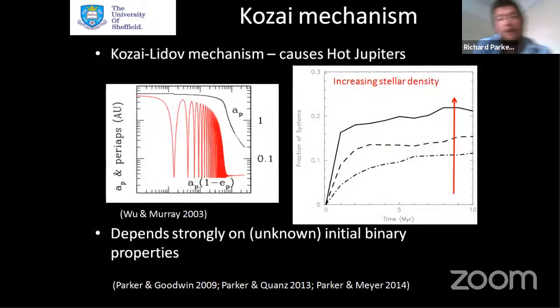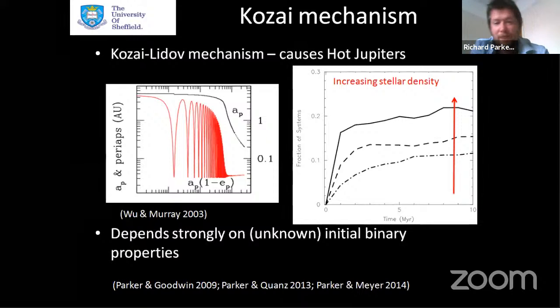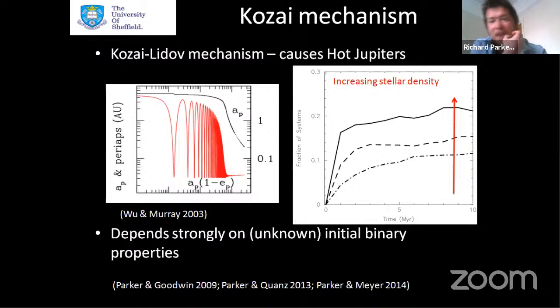I always like to show the plot on the right-hand side here. I finished my PhD 10 years ago, and the plot on the right is the only plot in my PhD that is still relevant or useful today. It's basically showing that the Kozai mechanism is a strong function of stellar density. Whether or not the Kozai mechanism happens depends on how many interactions you have in the star-forming region, and that really depends on the stellar densities. The higher the stellar density, the more likely you are to get this Kozai mechanism.